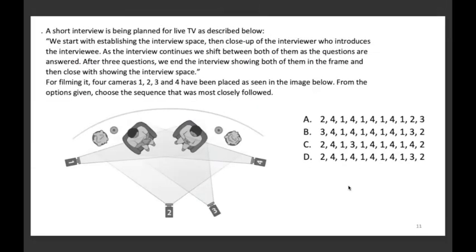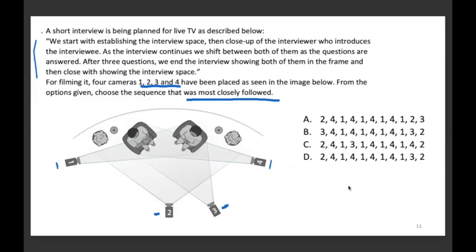A short interview is being planned for live TV as described below. This is the description of the same. For filming it, 4 cameras, 1, 2, 3, and 4 have been placed in the image below. From the options given, choose the sequence that was most closely followed. The description says we know the position. Second is the whole space. Third is a zoomed in view of the interviewer and the interviewee. 1 actually looks at the interviewer, and 4 looks at the interviewee.